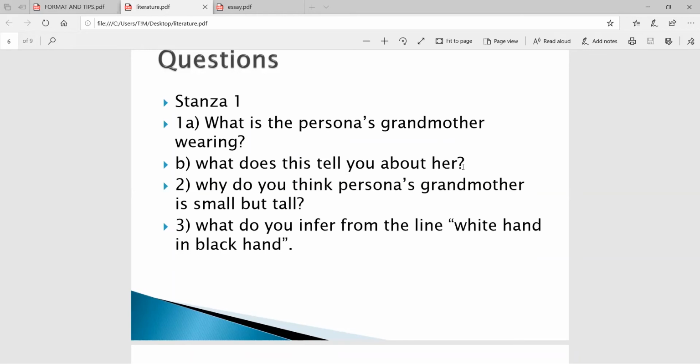Seorang yang sangat kemas, mementingkan pemakaian, right? She's a person who is concerned about her appearance, or she's a very neat or tidy person.